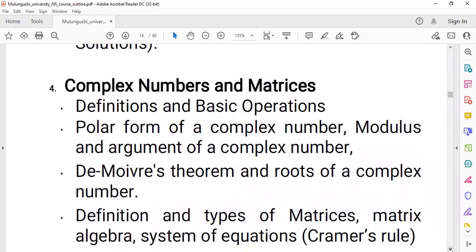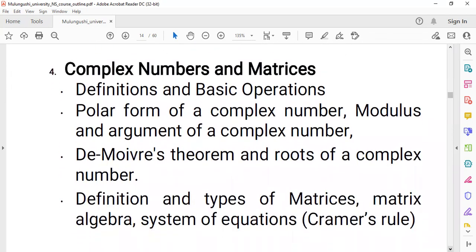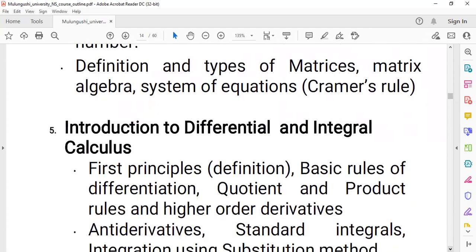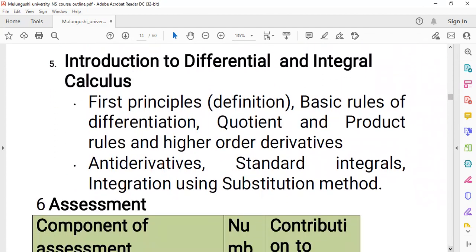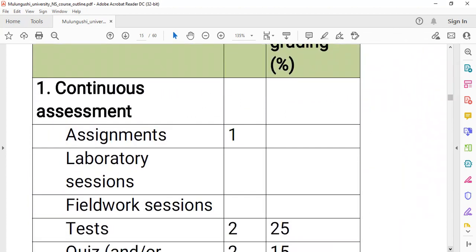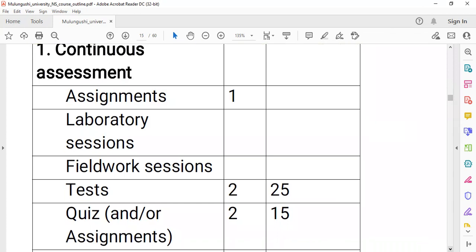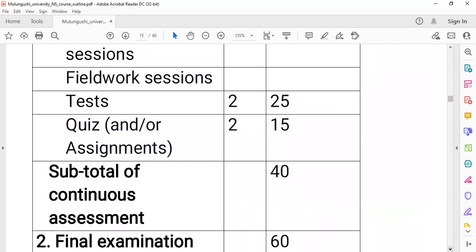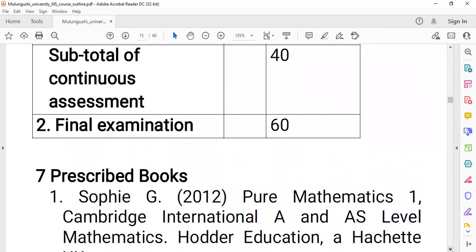And from there, we're going to move to complex numbers and matrices, and introduction to differentiation and integral calculus. Then for mathematics, we also have assessments: assignments, tests, and quizzes. In total, 40 for continuous assessment and 60 for the final exam.